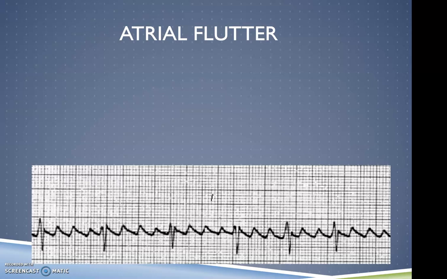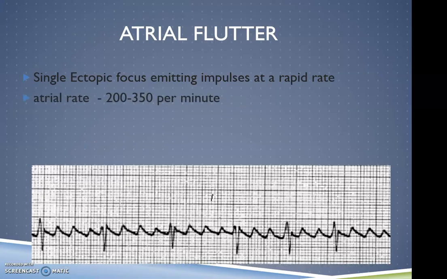Okay, this is the third podcast in this series from the second dysrhythmia PowerPoint. We talked about AFib, now we're going to talk about A-flutter. They're very similar, however, there are some differences. There's only a single cell firing at a rapid rate, whereas in AFib there were multiple. The rate is usually 200 to 350 per minute.